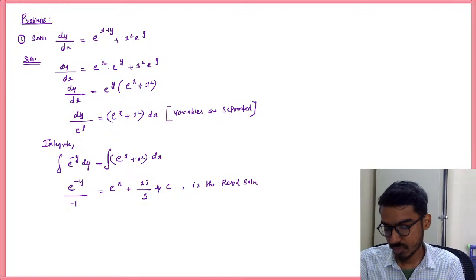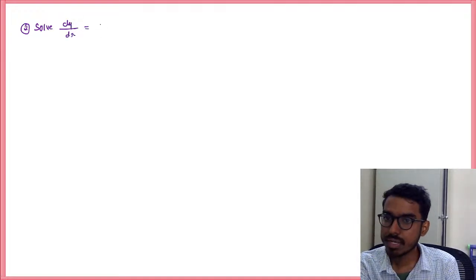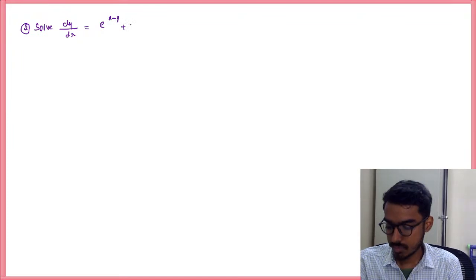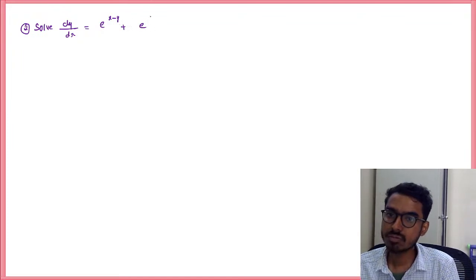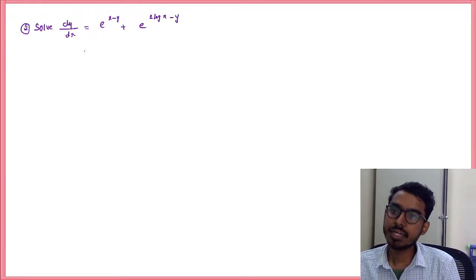Second problem is dy by dx equal to e power x minus y plus e power 2 log x minus y. Right? So solution.